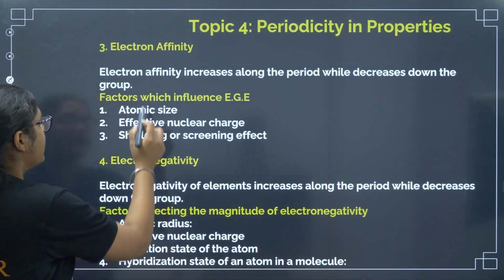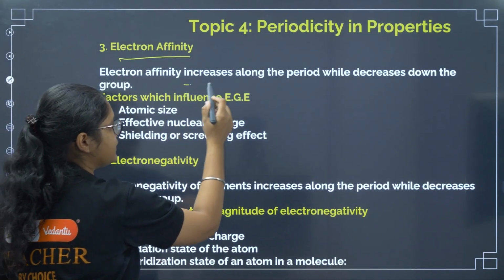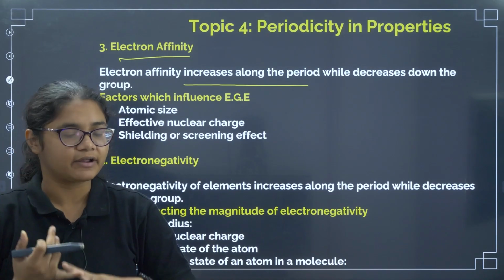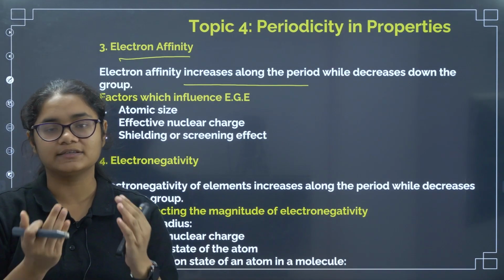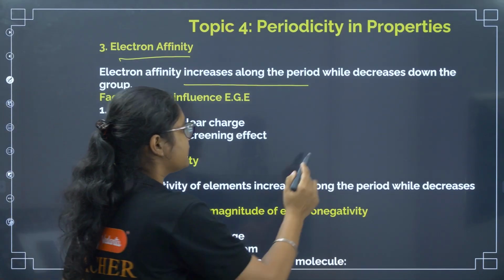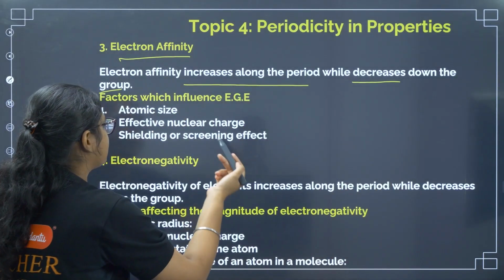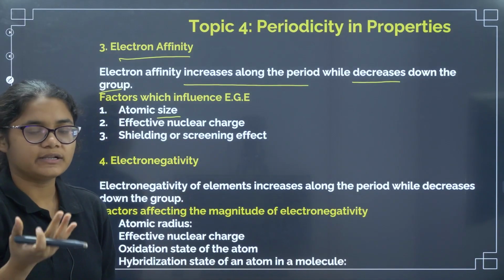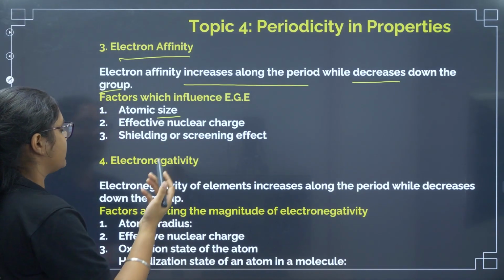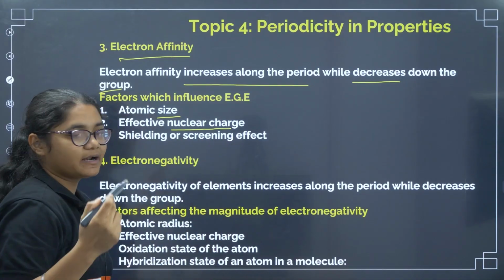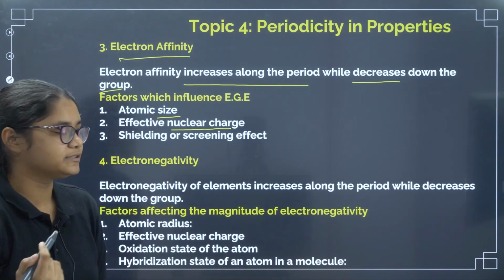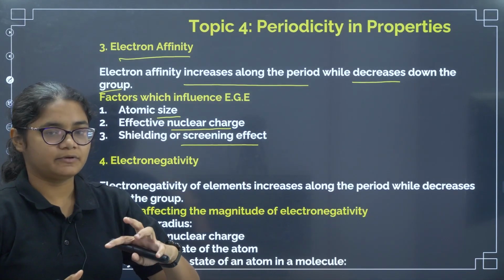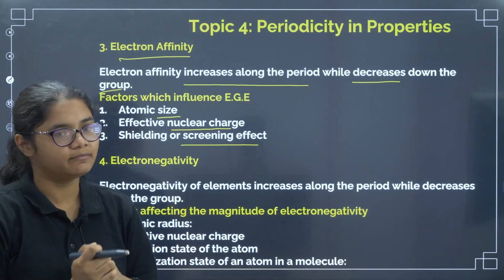Now next one is your electron affinity. So electron affinity increases along the period. The tendency to attract electron: as the size decreases, effective nuclear charge increases, so the tendency to accept electron increases, and it decreases down the group. Now factors affecting here is again atomic size. If atomic size is less, more nuclear charge, more electron gain enthalpy or electron affinity will be there. If effective nuclear charge is more, then also more attraction will be there. Shielding or screening effect. If screening effect is poor, nuclear charge will be higher and the electron affinity will increase.